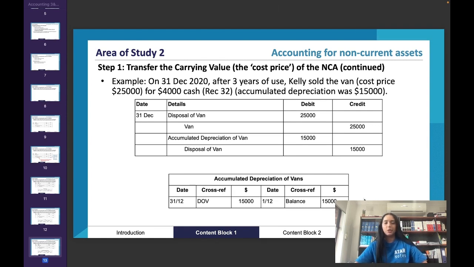And then this is how the accumulated depreciation of van ledger account looks. So we had the opening balance on the credit side of $15,000, which was the total accumulated depreciation of van. And then at the end of the month, when we're doing the disposal of the van, we have the debit entry on the debit side of $15,000 and the cross reference is disposal of van. And again, you can't abbreviate that name.